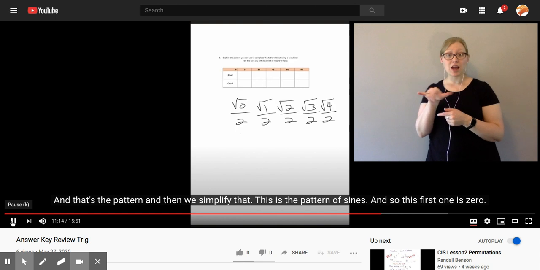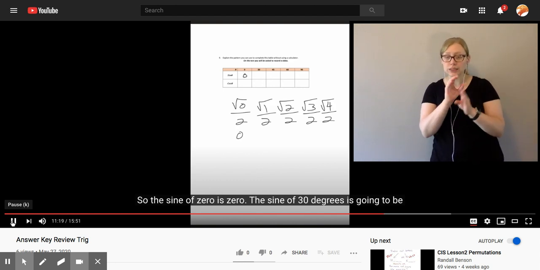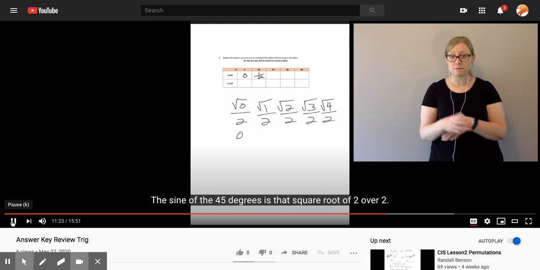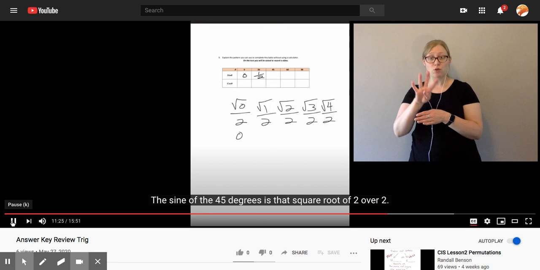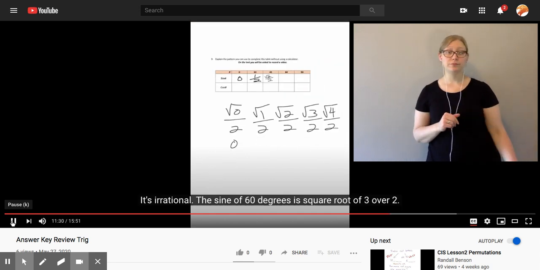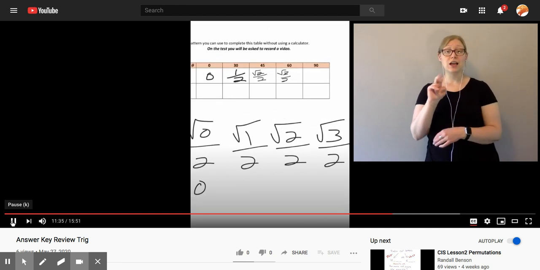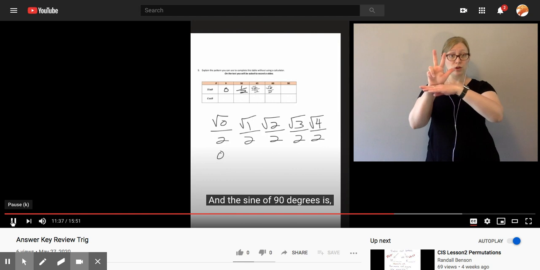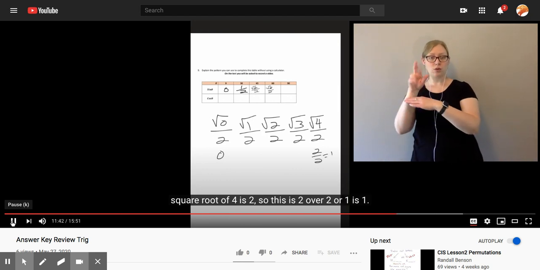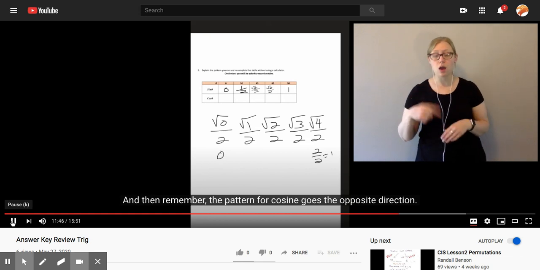And so this first one is 0, so the sine of 0 is 0. The sine of 30 degrees is going to be 1/2. The sine of 45 degrees is the square root of 2 over 2. Okay, it's irrational. The sine of 60 degrees is square root of 3 over 2. And the sine of 90 degrees is square root of 4, which is 2, so this is 2 over 2, or 1.